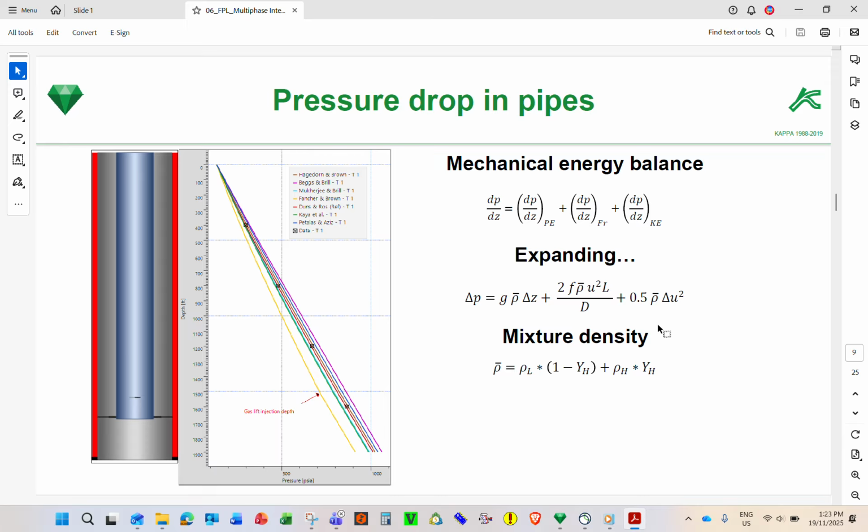And the mixture density, you can see rho bar is rho L, rho light, times the light phase holdup, plus rho H times the heavy holdup. So that's the average.